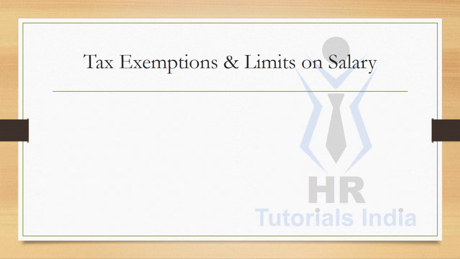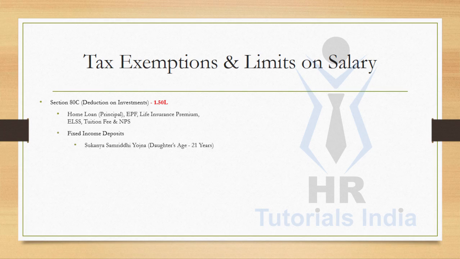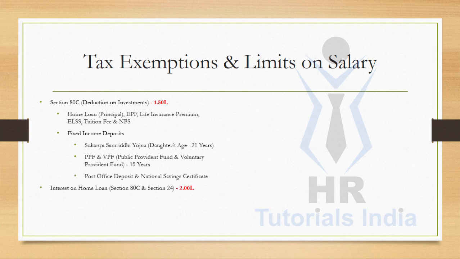Tax exemptions and limits on salary. So dear friends, we have seen different types of tax exemptions on salary. Now let us see what the limitations of tax exemptions on salary are. Section 80C, deduction on investment, and the limit is Rs 1,50,000, which includes home loan principal, EPF, life insurance premium, ELSS, tuition fee and NPS. It also includes deposits such as Sukanya Samriddhi Yojana till the daughter reaches 21 years, PF and VPF, Public Provident Fund and Voluntary Provident Fund, for a period of 15 years, Post Office Deposit and National Savings Certificate.